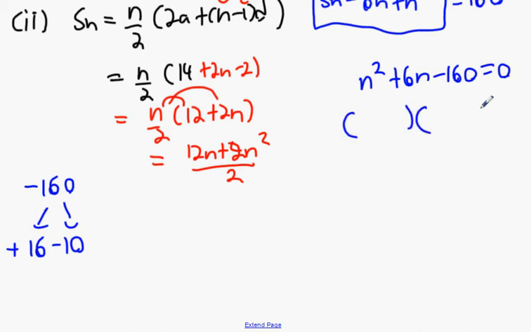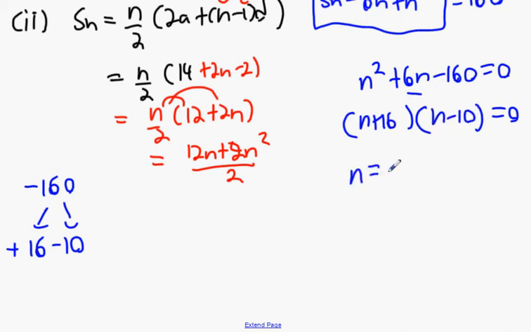Why did that happen that way? Why did one of them have to be plus and the other one minus? It's a minus reference number, and then they have to add to make the middle 6. So you're going to have n plus 16, n minus 10 equals 0.